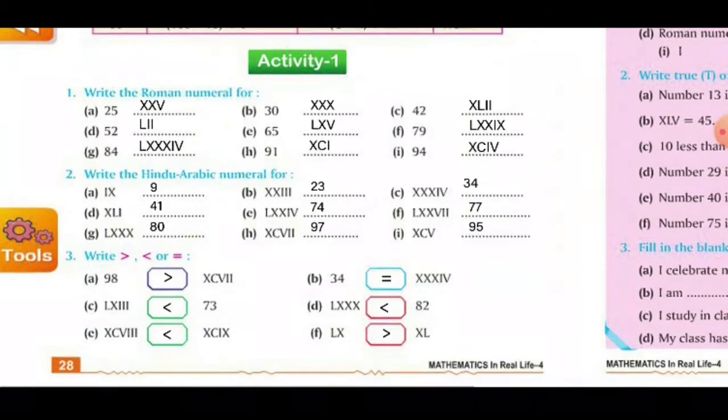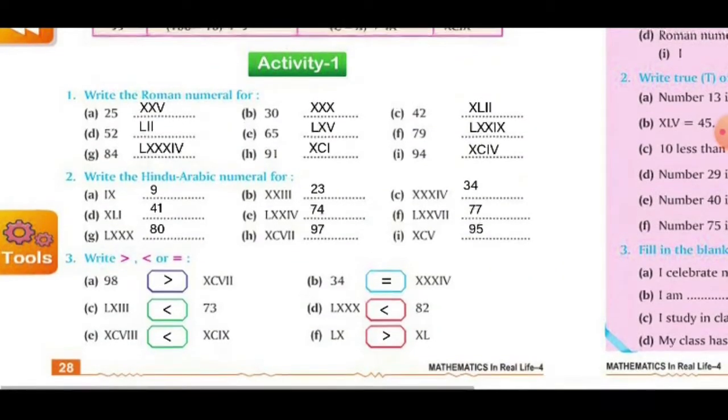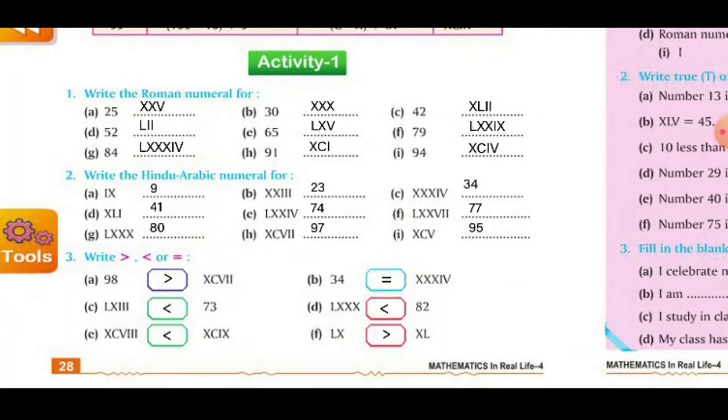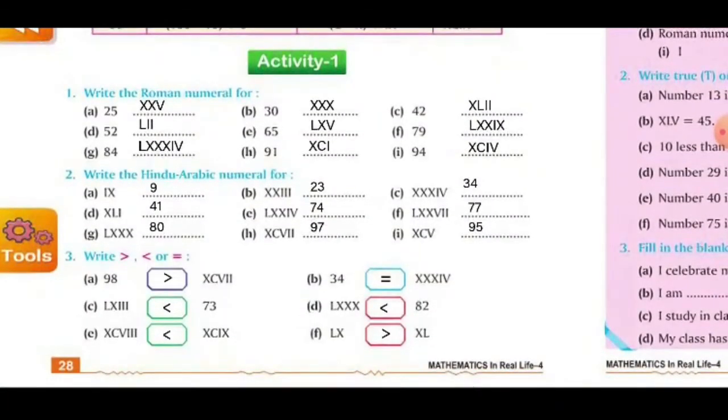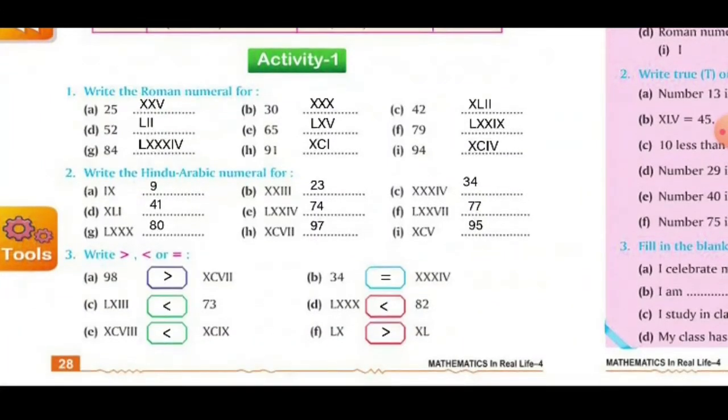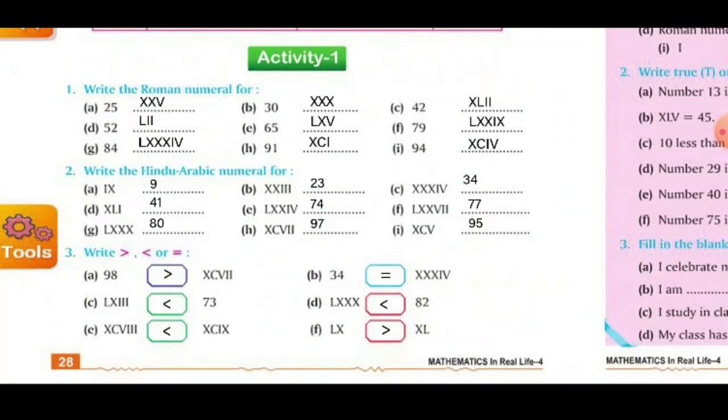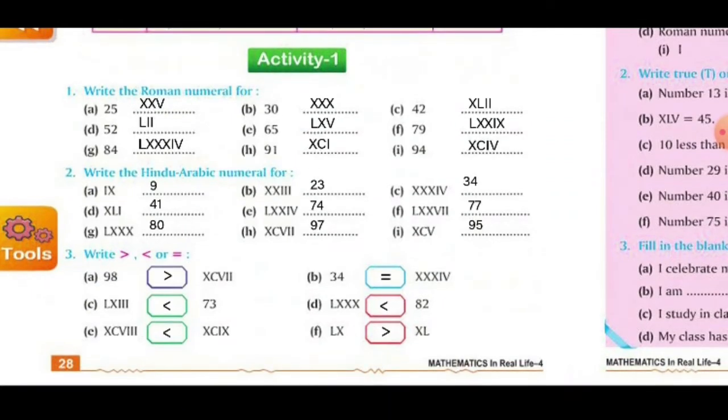Write greater than, lesser than or equal to. 98 and write dash. The next is XCVII. XCVII, convert into Hindu Arabic, it becomes 97. So which is the greater here? 98. Draw the arrow for it. B. 34 dash and the given Roman numeral is XXXIV. If you write in Hindu Arabic, it is 34. So the answer is the equal symbol.